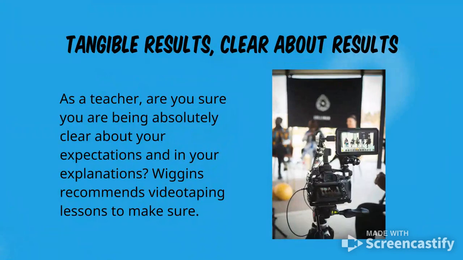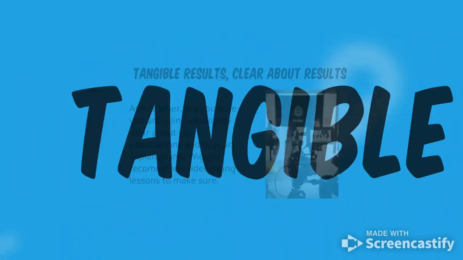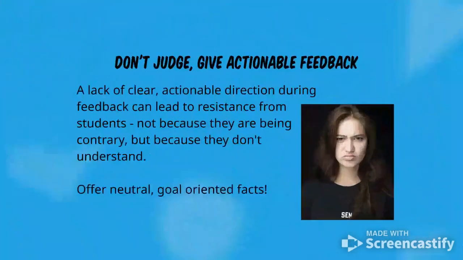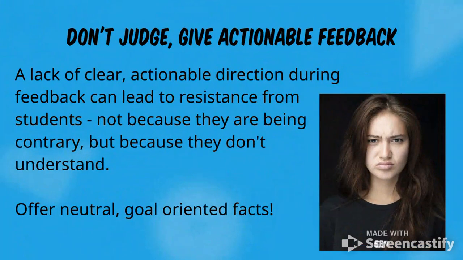Tangible results, clear about results. As a teacher, are you sure you're absolutely clear about your expectations and in your explanations and feedback? Wiggins recommends videotaping lessons to be sure. Don't judge. Give actionable feedback. A lack of clear, actionable direction during feedback can make students feel judged. It can lead to resistance from students, not because they're being contrary, but because they don't understand. Offer neutral, goal-oriented facts. Don't see this face in your students.